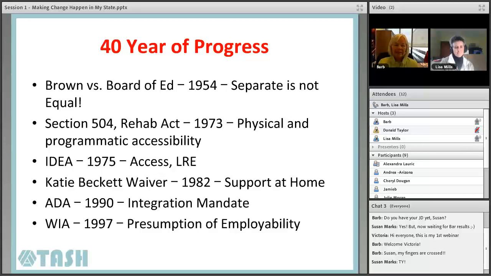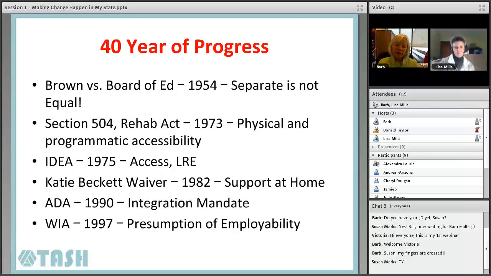We know that IDEA was passed in 1975 and it calls for equal access to public education, a free and appropriate public education in the least restrictive environment. Those are powerful words. And then the Katie Beckett waiver was provided in 1982, and this was really a landmark decision to make Medicaid money available to support children living at home instead of having to go to an institution to receive public support for their care.